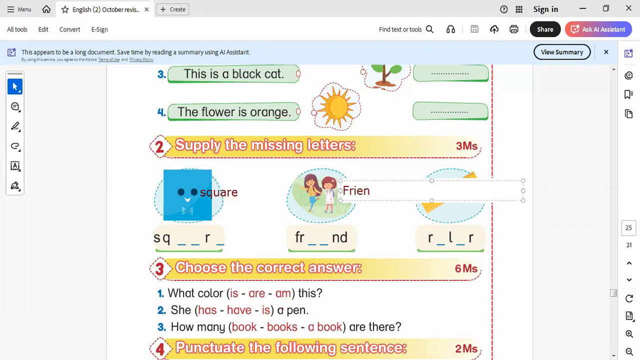Written like this. I would like to say something important too: if you keep the vocabulary, it's easy to answer this question. This question depends on what? It depends on keeping the vocabulary. We must keep the vocabulary very well to answer this question in the exam. Okay, here we have square, and here we have friend. We have friend, not friends, because they don't have S. So here the missing letters will be I and E. Okay, let's go to another item here.